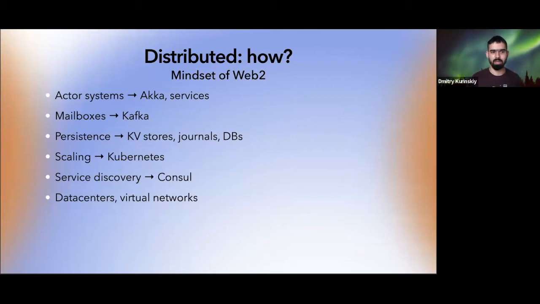For example, if you take an actor system, then it has its own mailbox. For every actor, you have a mailbox. You can switch on persistence and have a write-ahead log. You can scale, and it has some primitive automatic scaling with Akka. You can do service discovery with some small consensus algorithm or do a cluster.